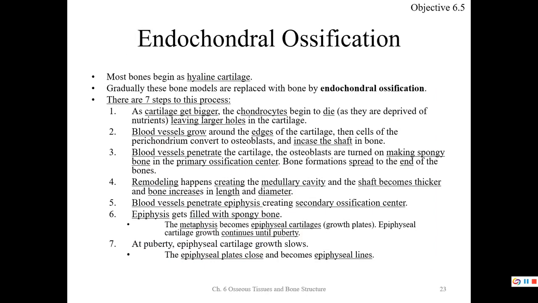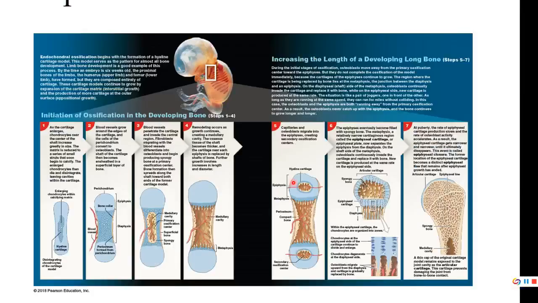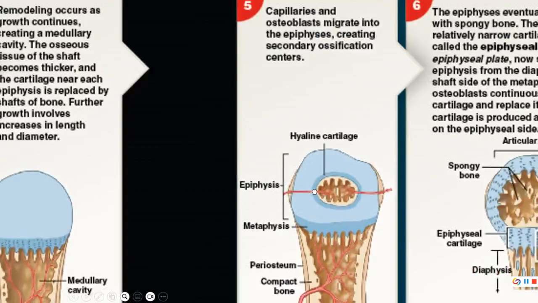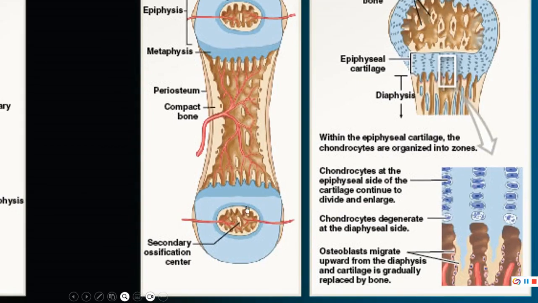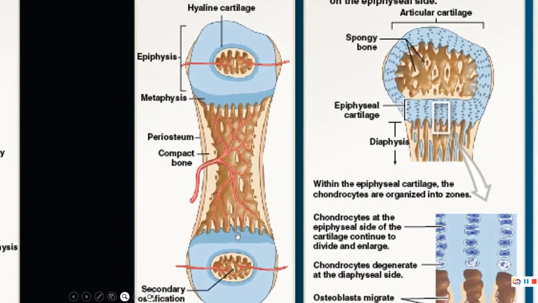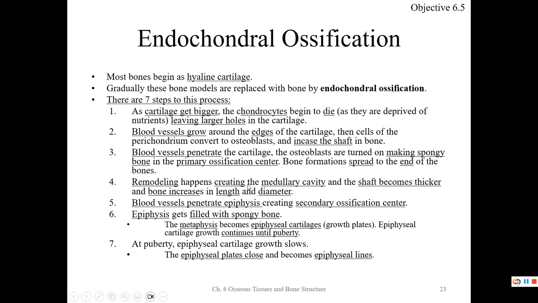Now, blood vessels near the epiphysis will penetrate, and there will be a secondary ossification center. That's going to be step 5. So let's take a look at step 5. Blood vessels penetrate the secondary ossification center here. Here they call it the secondary ossification center. Blood vessels penetrate that, and we form it, okay? That's going to happen next.